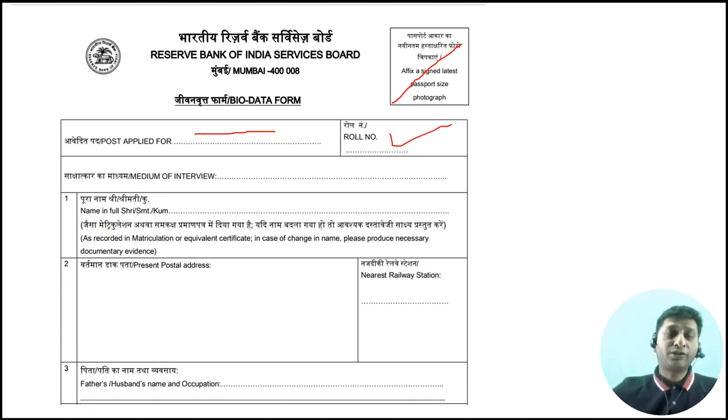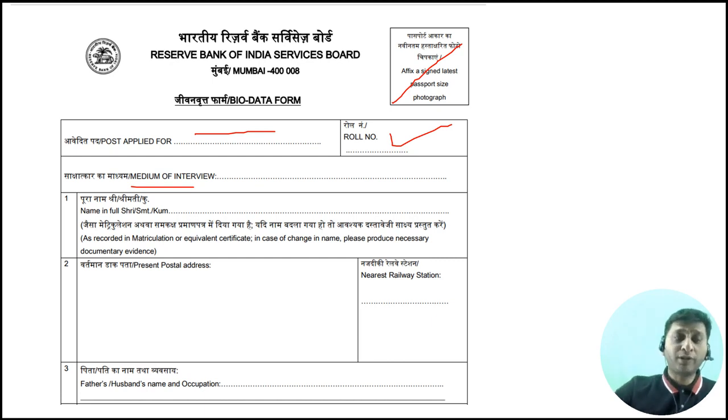Now coming on to the medium of interview, which is very important because what you write here will decide what is going to be the medium of your interview. So you can either write English or Hindi, right? Do not have any second thoughts. If you're not comfortable in English, you can write Hindi. They would not be biased against you. Neither will they give you less marks for giving the interview in Hindi. So be comfortable. Write only that language in which you can actually express your thoughts, because expression of thoughts is more important, not the language that you are using in the interview.